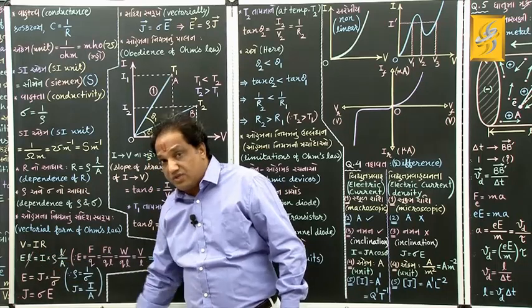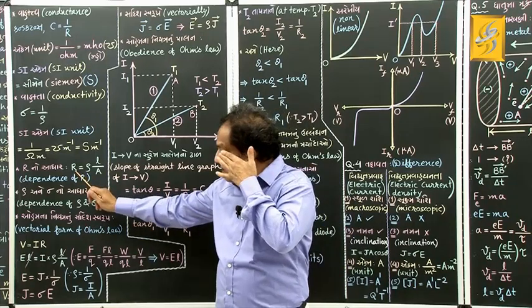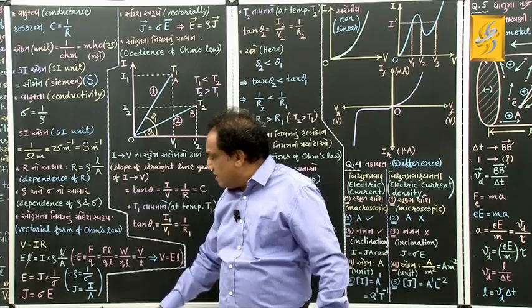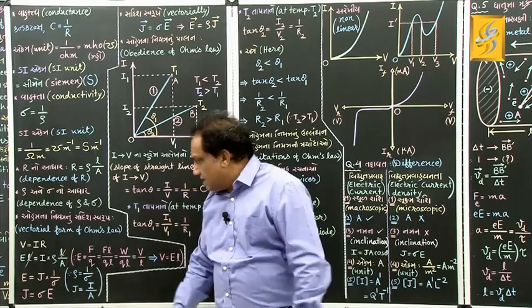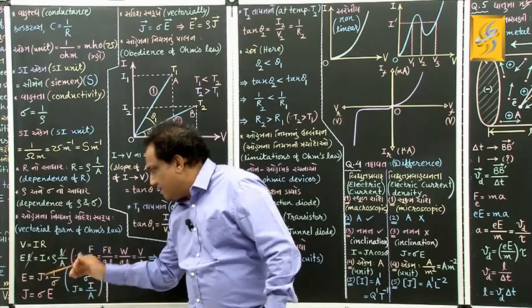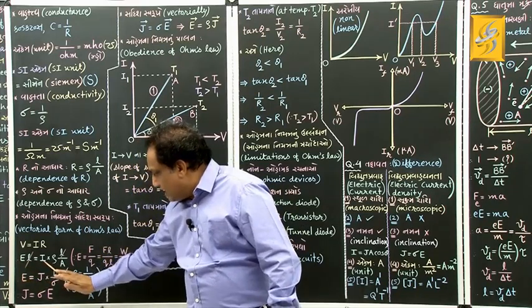What about the resistance of a conducting wire? Last time we had seen the formula. It was R equals rho into L by A, correct? Now tell me, this L and L will cancel. Now this E as it is. What about I upon A?